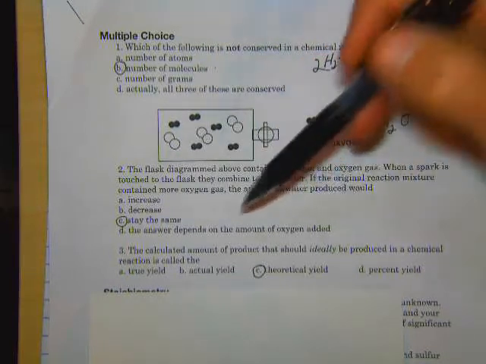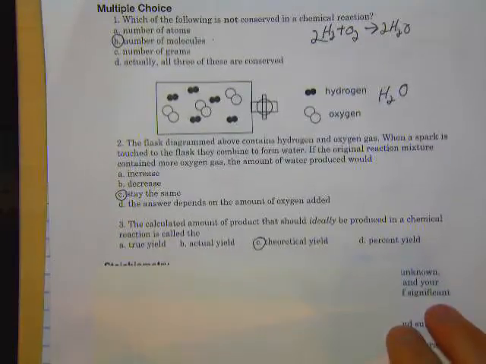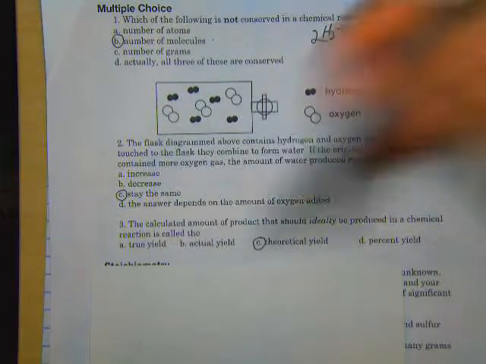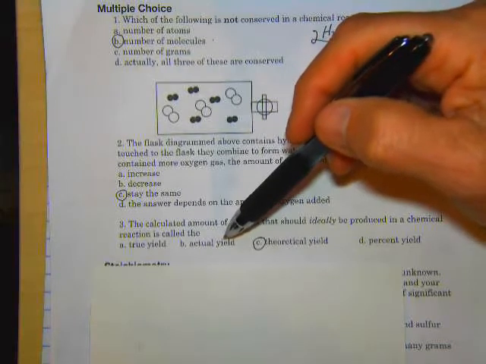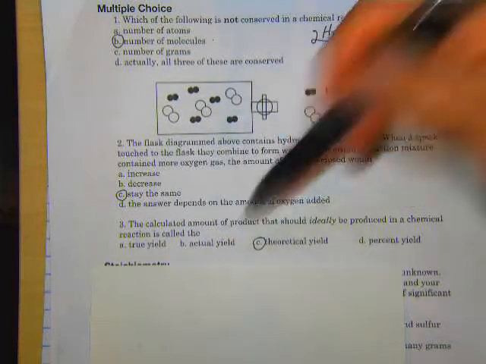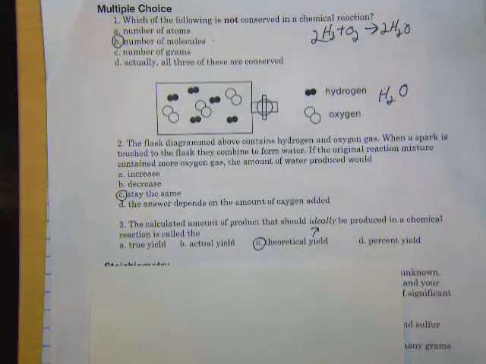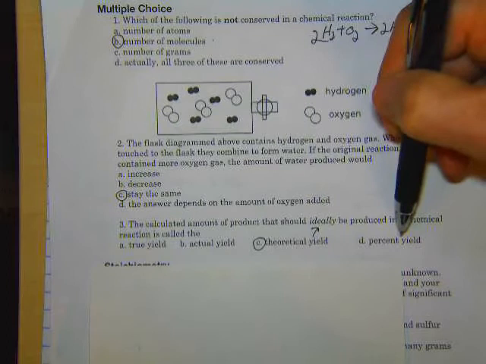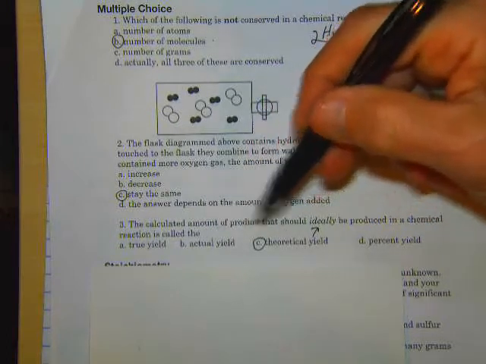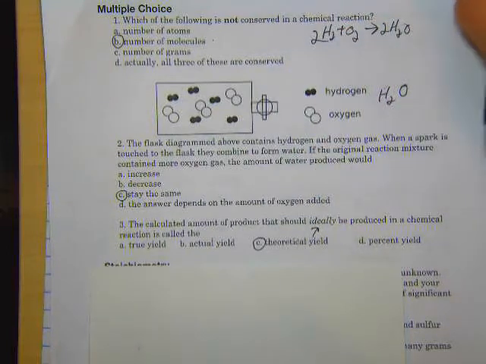And the third one, the calculated amount of product that should ideally be produced in a chemical reaction. Well, we've talked about yields. Actual yield is what you actually get experimentally. Theoretical really is what you should get. That is the 100%. If the reaction was perfect, went to completion, ideally you'd get the theoretical yield. And we know the percent yield is the actual divided by theoretical. But ideally, you should get the theoretical yield.